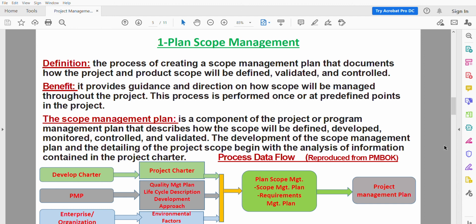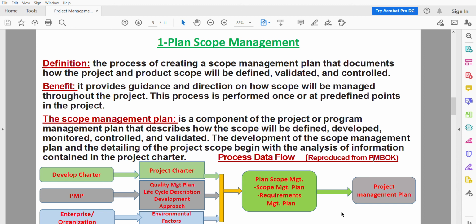This is the process data flow, and it is reproduced from the PMBOK actually. So we can see how the develop charter gives us the project charter and the project management plan. We use the quality management plan, life cycle description, development approach, and so on. Now we go into details of the inputs, tools and techniques, and outputs of the plan scope management.